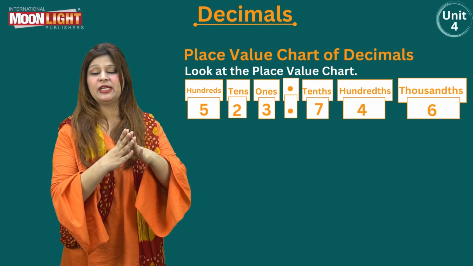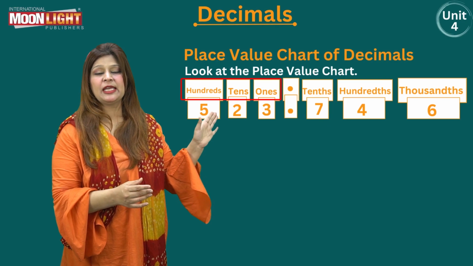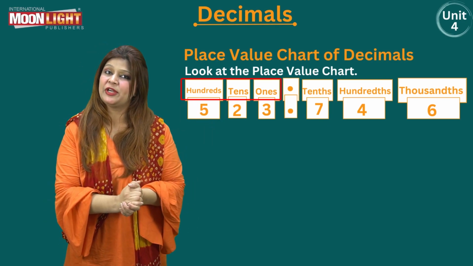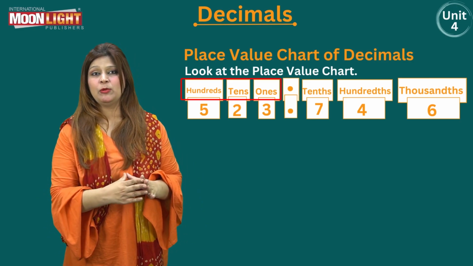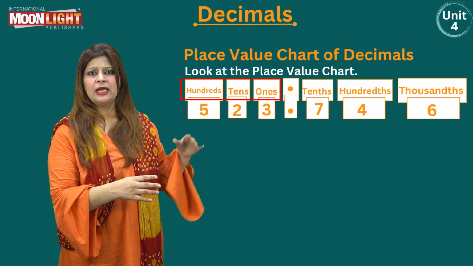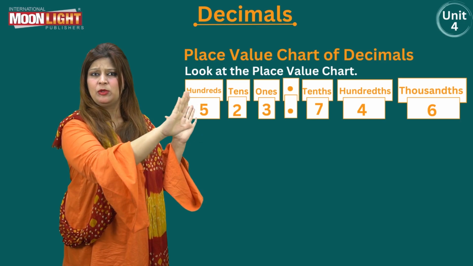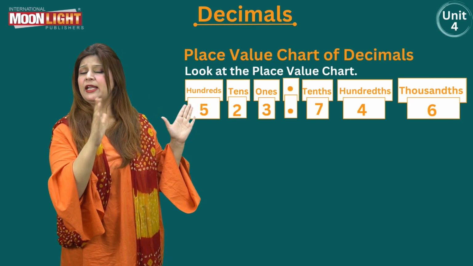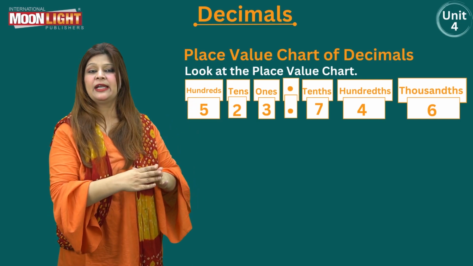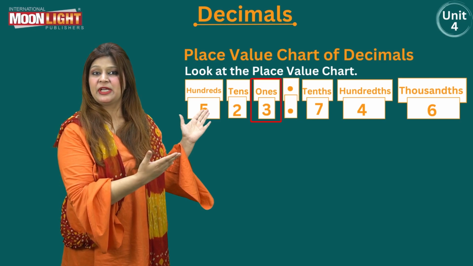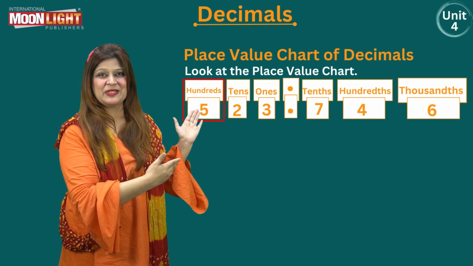After 523 there is a decimal point. This number, starting from hundreds, tens and ones, is the same as we have studied in the whole number chapter. I'm just going to recall it for you. Just ignore the decimal point and concentrate on the whole number part. 3 is representing ones, 2 is representing tens, and 5 is representing hundreds.